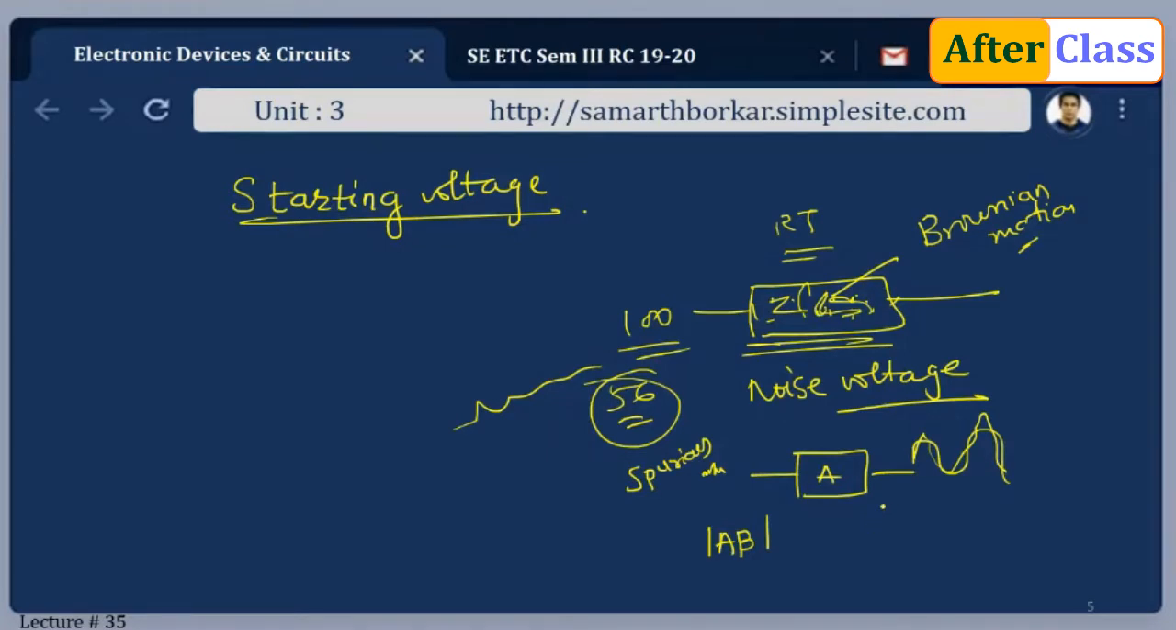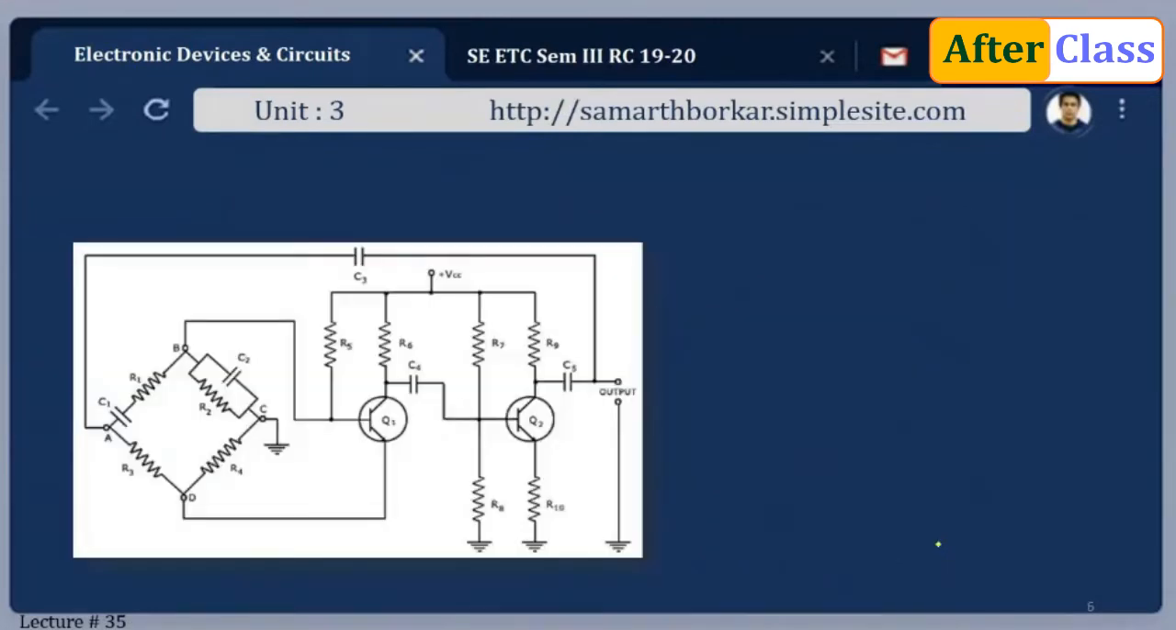Fine. Now, ultimately the circuit will adjust itself to get AB equals to 1. So first you have to have the gain greater than the desired gain, and secondly it will take care of itself to make AB equal to 1. Having said that, I think we can start with the Wien bridge oscillator.